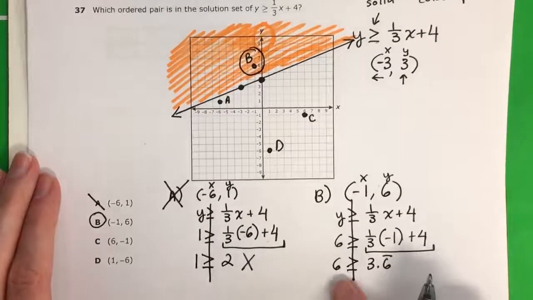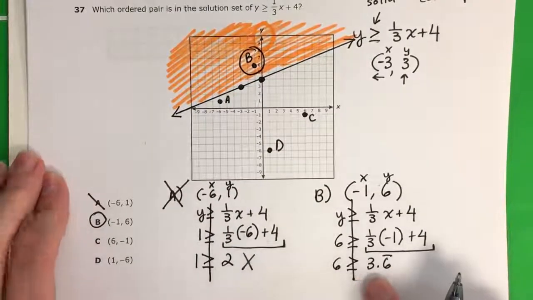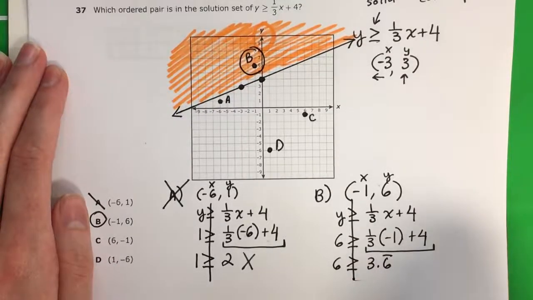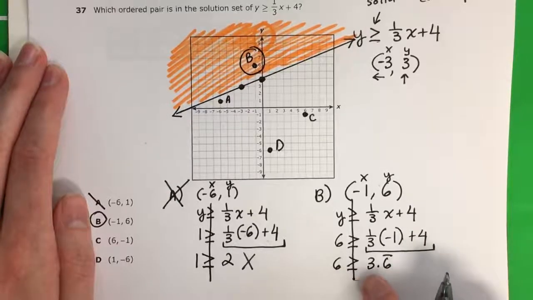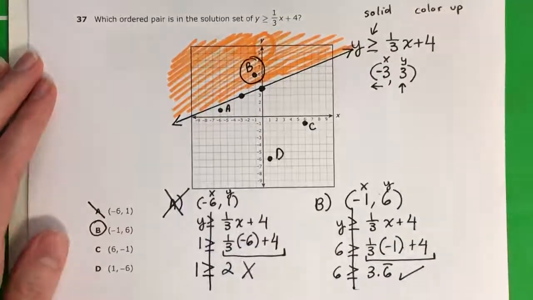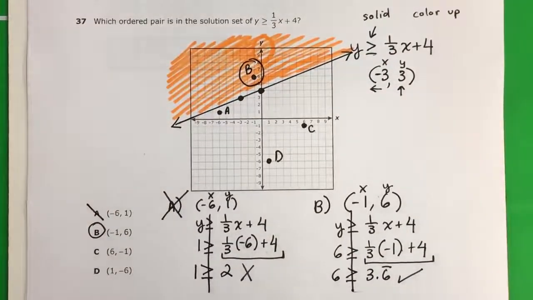So is 6 greater than or equal to 3.6? Yes, 6 is greater than 3.6. 6 is bigger than 3.6. So this is true. So my answer is B. I'm 100% correct.